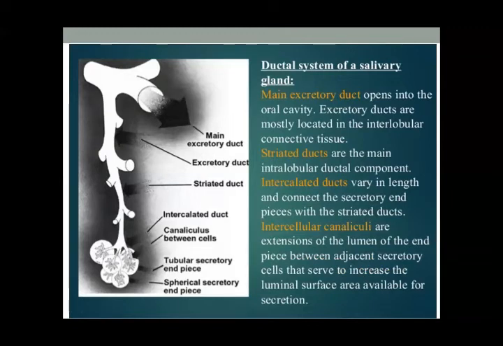Excretory ducts are mostly located in the interlobular connective tissue. Striated ducts are the main intralobular ductal component. The intercalated duct varies in length and connects the secretory end pieces with the striated ducts. Intercellular canaliculi are extensions of the lumen of the end piece between adjacent secretory cells that serve to increase the luminal surface area available for secretion.